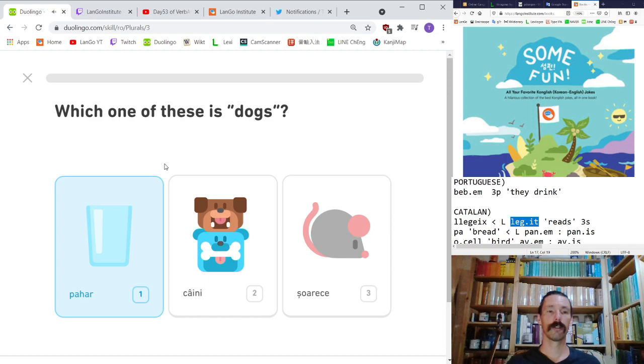Dogs. Pahar, for a glass. Șoarece, mouse. Câini.